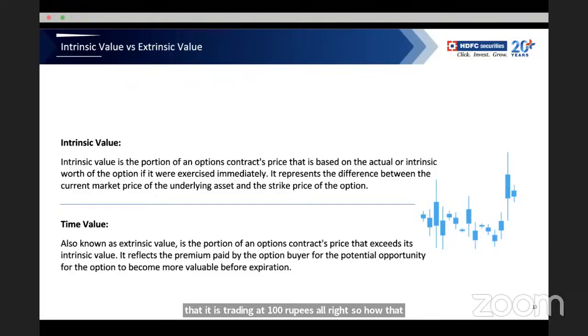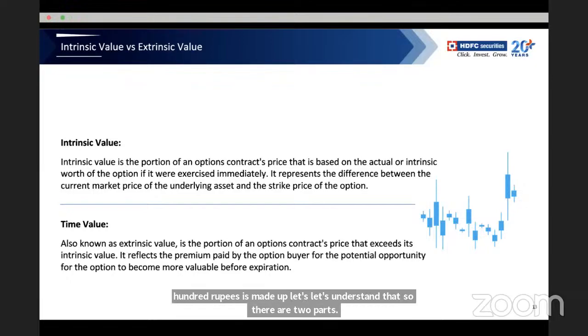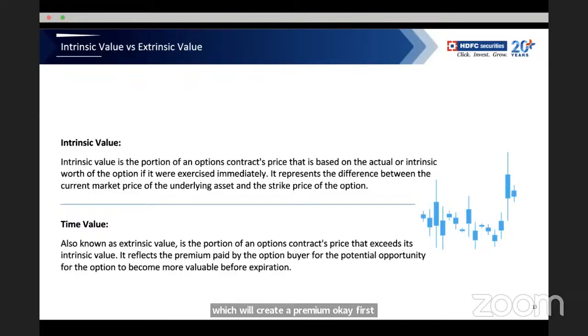Let's understand that. There are two parts which create a premium. First is intrinsic value. Intrinsic value is the portion of an option contract's price that is based on the actual or intrinsic worth of an option if it were exercised immediately.